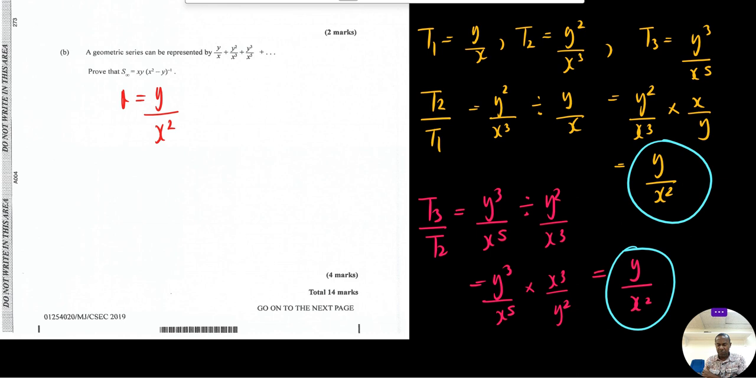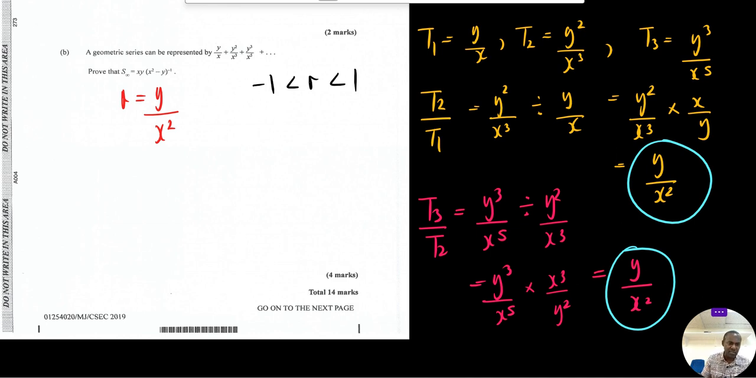Now, for the sum to infinity of this geometric series to exist, it basically means that the series must converge. And the condition for the series to converge is that minus 1 must be less than the common ratio r, which must be less than 1. So whatever value y is, whatever value x is, the fraction y over x squared must lie between minus 1 and 1 in order for the sum to infinity to exist, right?